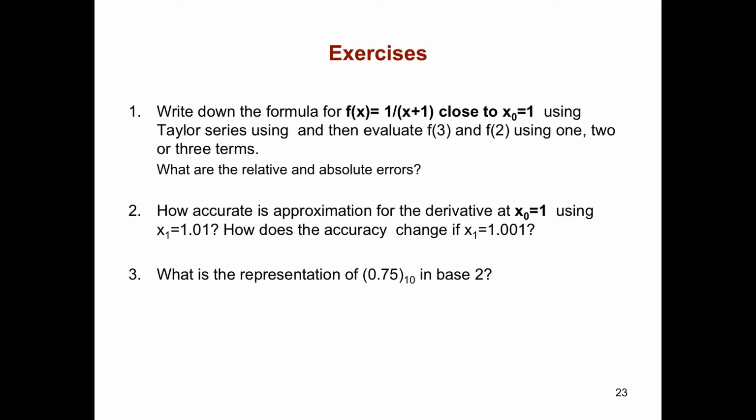So then try to evaluate f of 3 and f of 2 using Taylor series approximation and using 1, 2, or 3 terms in that approximation. And at least for one of those, please compute relative and absolute error. And while you're trying to do it yourself, I'm gonna do a setup here. So f of x is 1 over x plus 1, x0 is 1, and I'm interested in f of 2 and f of 3.